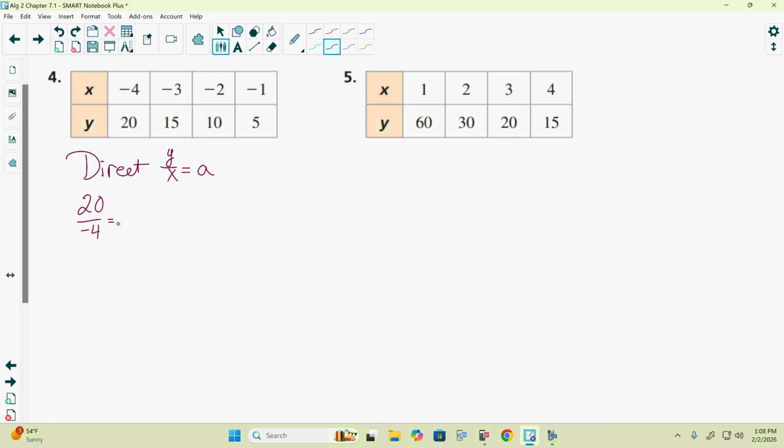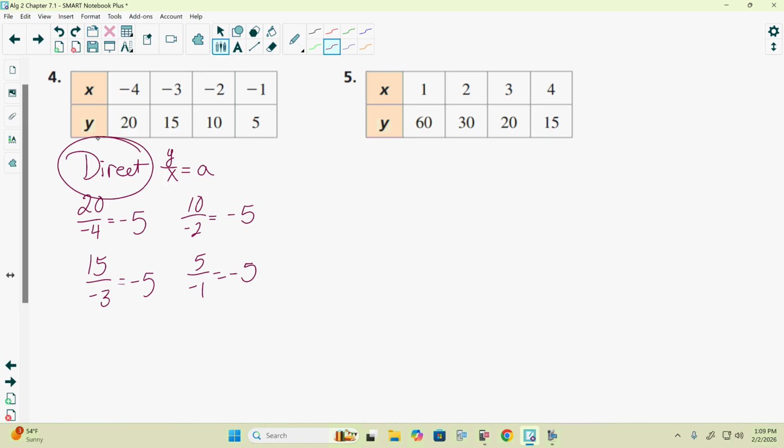20 divided by -4 is -5. 15 divided by -3 is -5. 10 divided by -2, -5, and 5 divided by -1 is -5, so it is indeed direct.